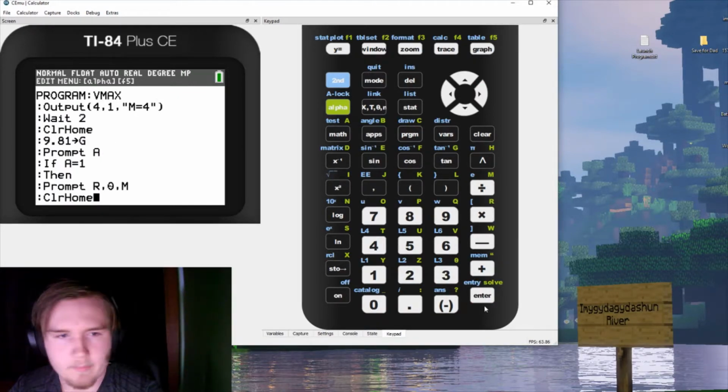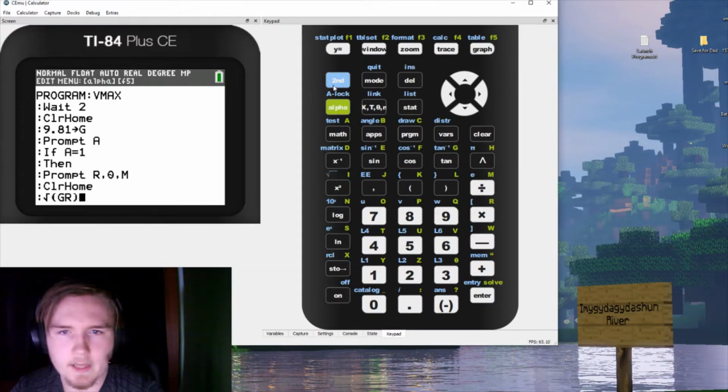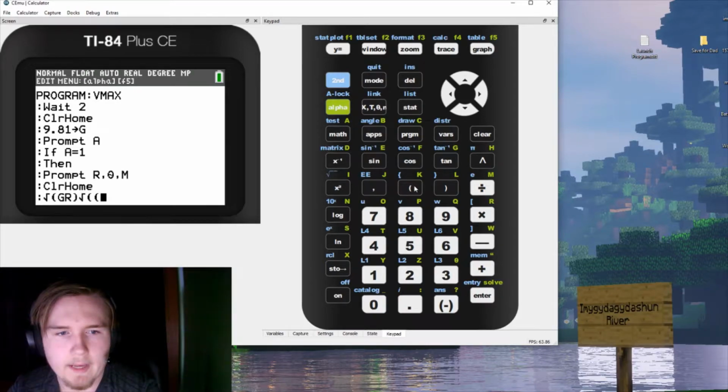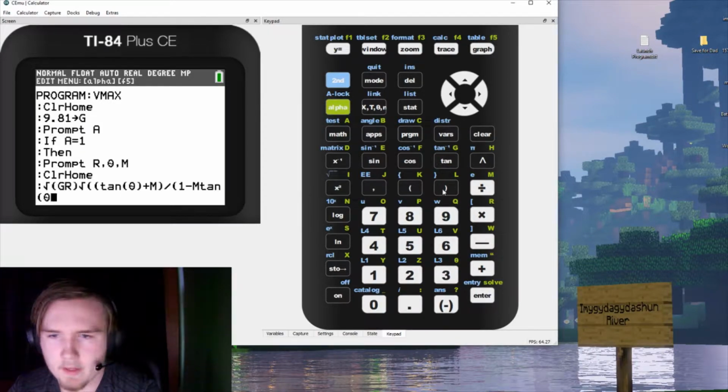Then we're going to clear our home, and this is where some math comes in. It's the square root of GR, close that, times, you don't need to do multiplication, just put another square root symbol. The square root of, add a second parentheses, there are 2 parentheses there, tangent theta, close that parenthesis, plus M, close that parenthesis, divided by, open parenthesis, 1 minus M tangent of theta, and then closing parentheses, 1, 2, 3, store that to V for velocity.